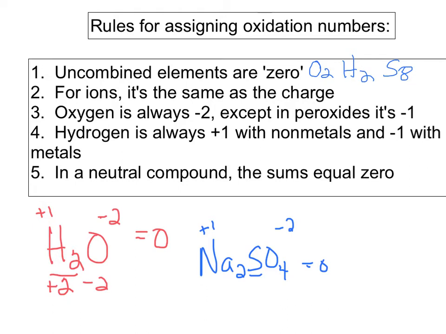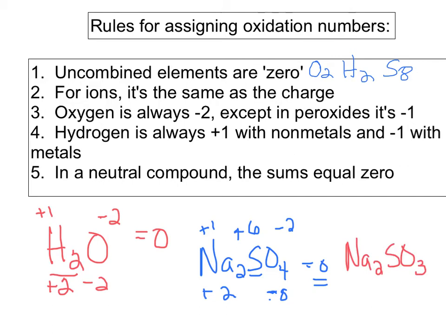So there are 4 oxygens, each with a -2. That gives us a -8. And we have 2 sodiums, each with a +1. That gives us a +2. So +2 plus 6 minus 8 would give me a 0. So the oxidation number for the sulfur in this instance would be a +6.